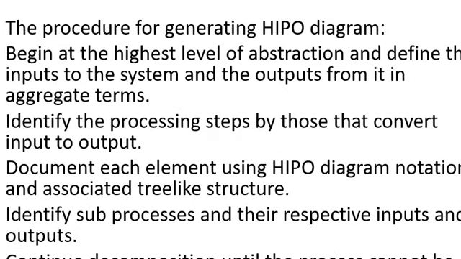Moving to the next: the procedure for generating a HIPO diagram. Begin at the highest level of abstraction and define the input of the system. Then identify the processing steps, step by step, converting input to output. Document each of these elements using HIPO diagram notation. Identify sub-processes and their respective inputs and outputs. Continue decomposition until the process cannot be decomposed any further.